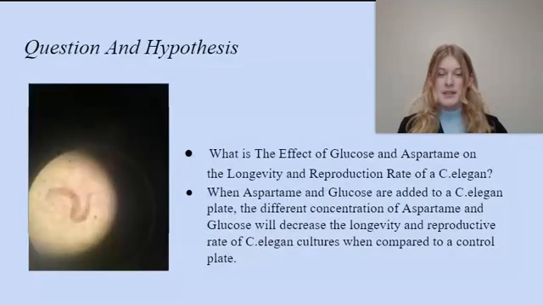My hypothesis is when aspartame and glucose are added to a C. elegans plate, the different concentrations of aspartame and glucose will decrease the longevity and reproduction rate of C. elegans cultures when compared to a control plate. The reason I think the control plate will do the best is because when aspartame is metabolized, a part of it, 10%, gets broken down into methanol. Methanol is toxic to humans in large amounts, and I believe that C. elegans will die due to its toxicity.